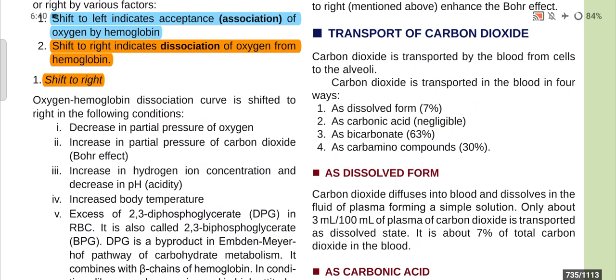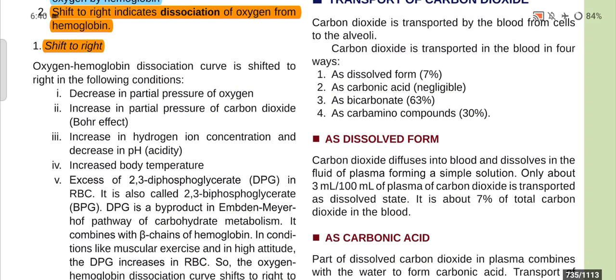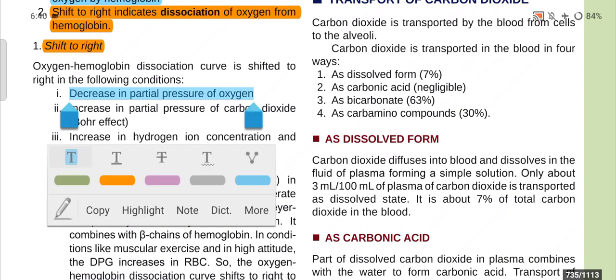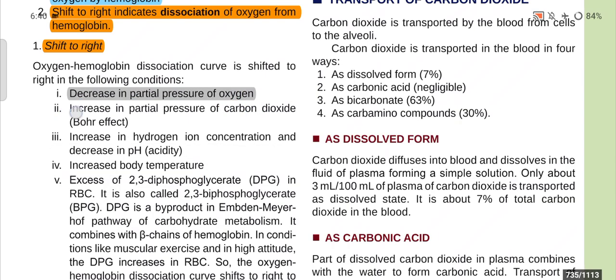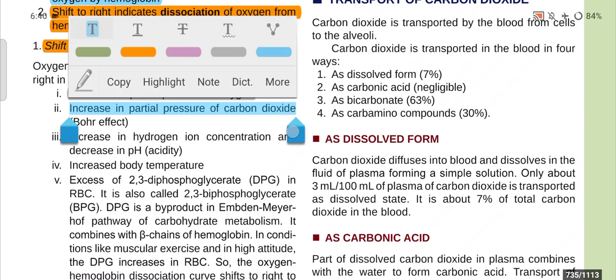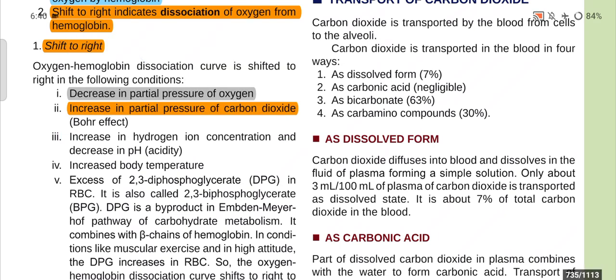The oxygen hemoglobin dissociation curve is shifted to right in the following conditions. Number 1, decrease in partial pressure of oxygen. Number 2, increase in partial pressure of carbon dioxide, that is known as the Bohr effect. Now, increase in hydrogen ion concentration and decrease in pH or acidity.